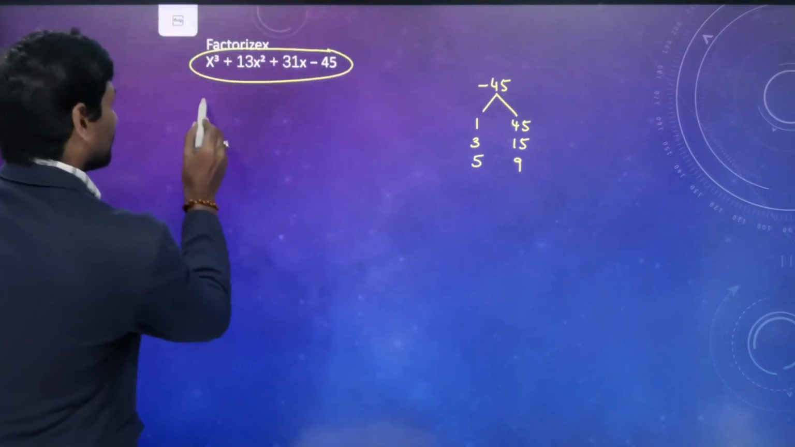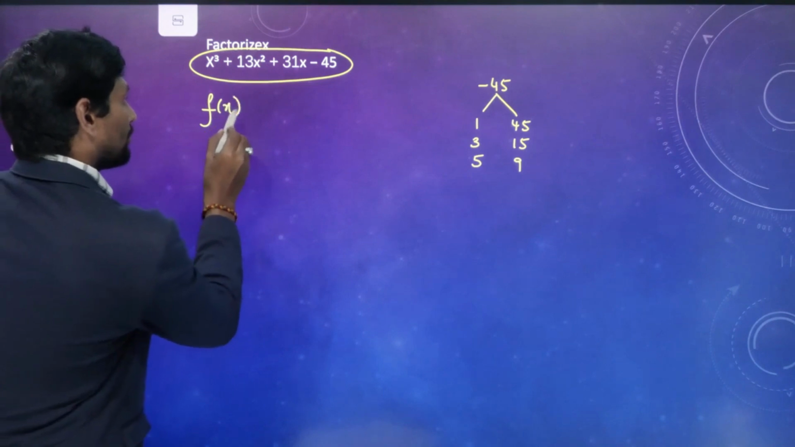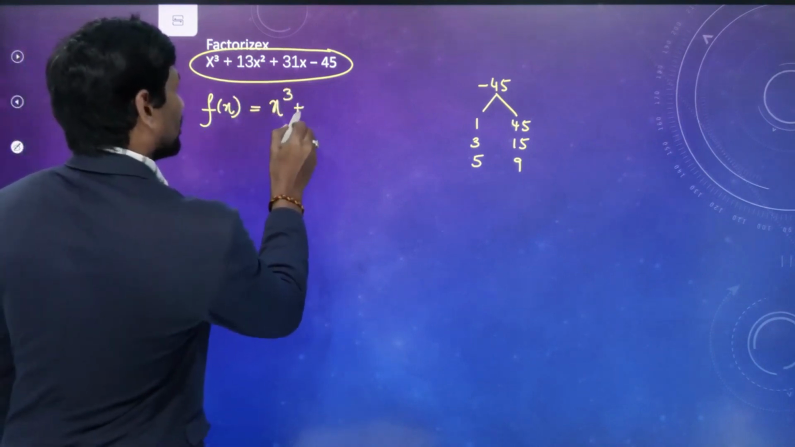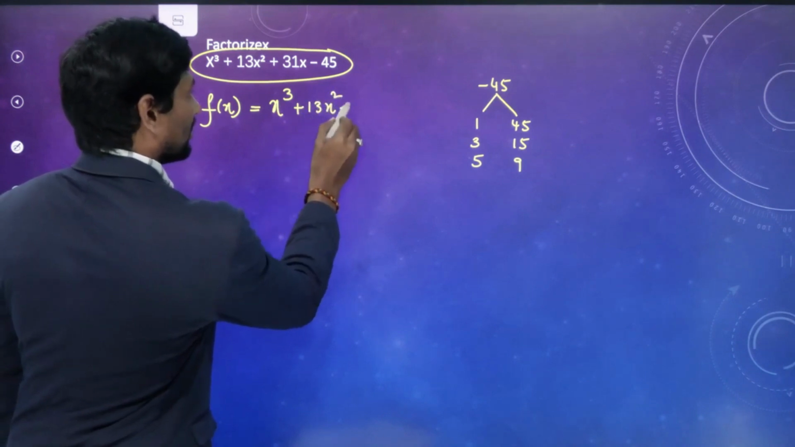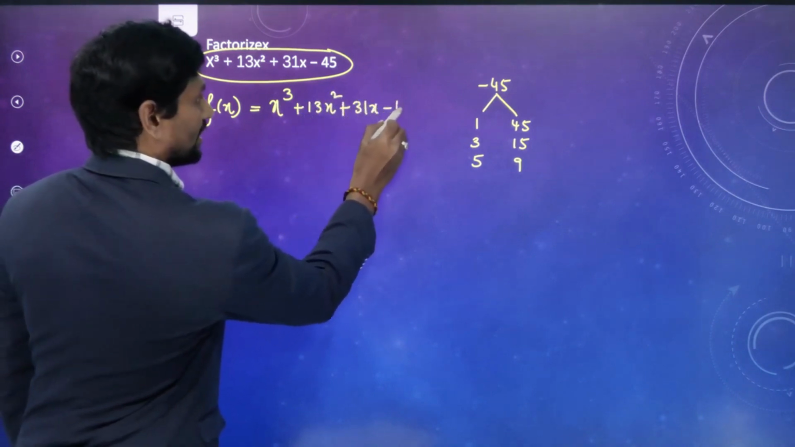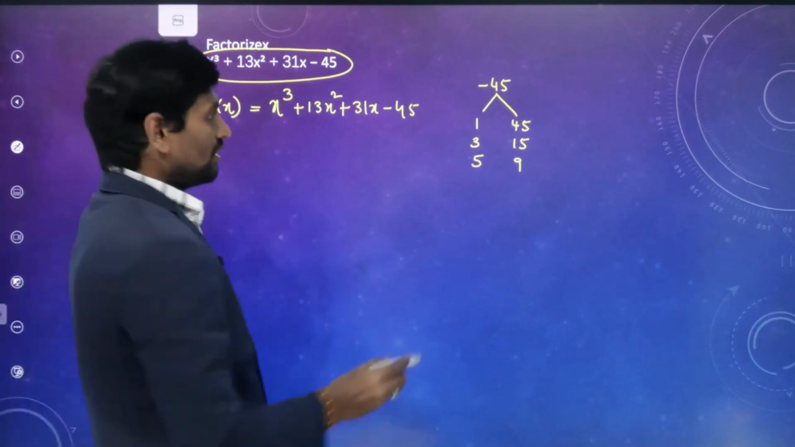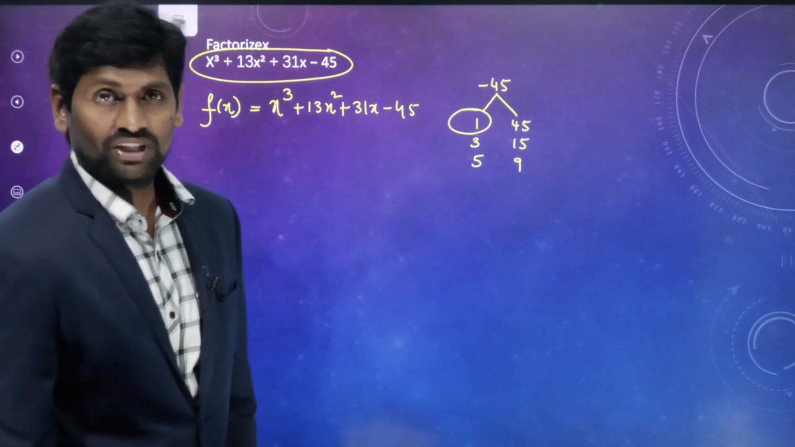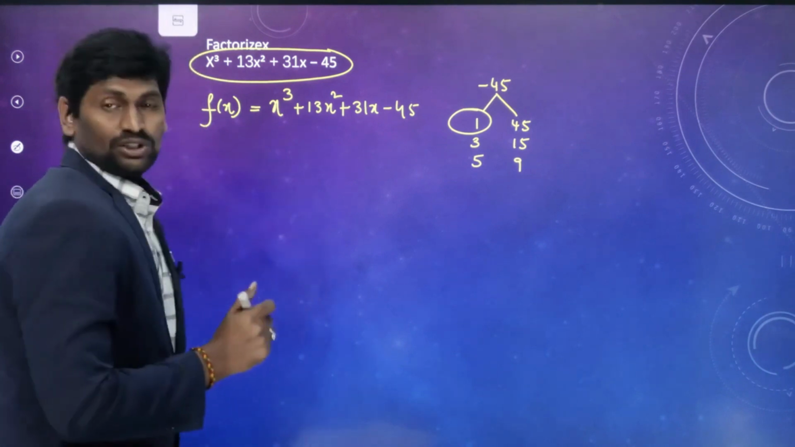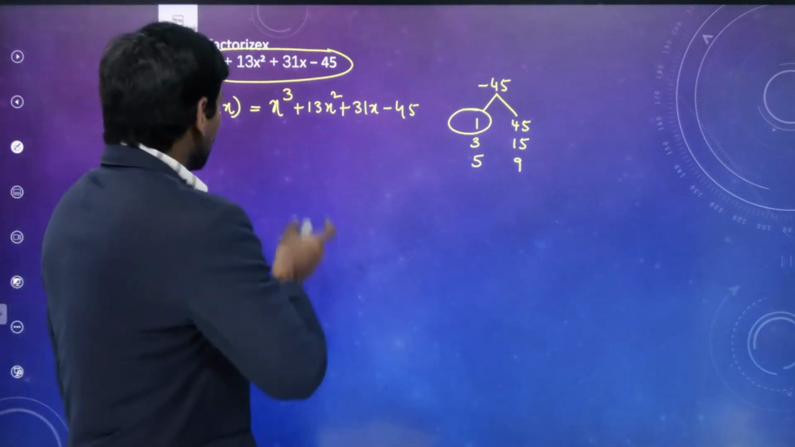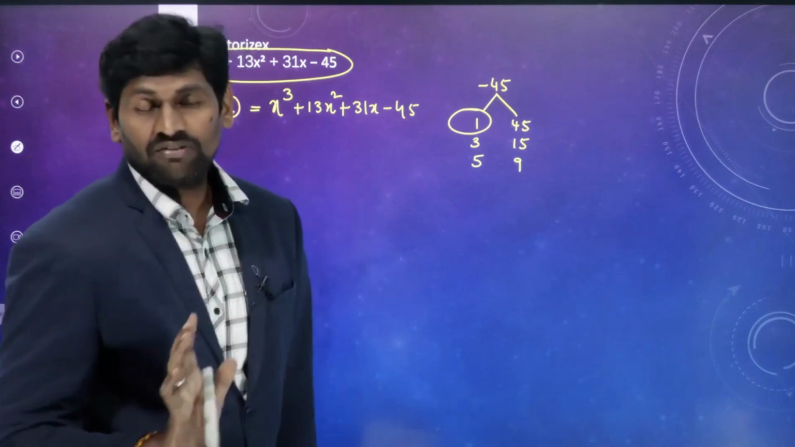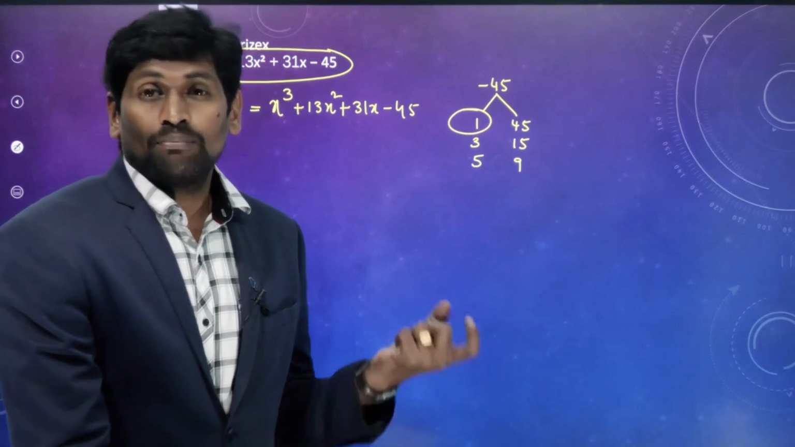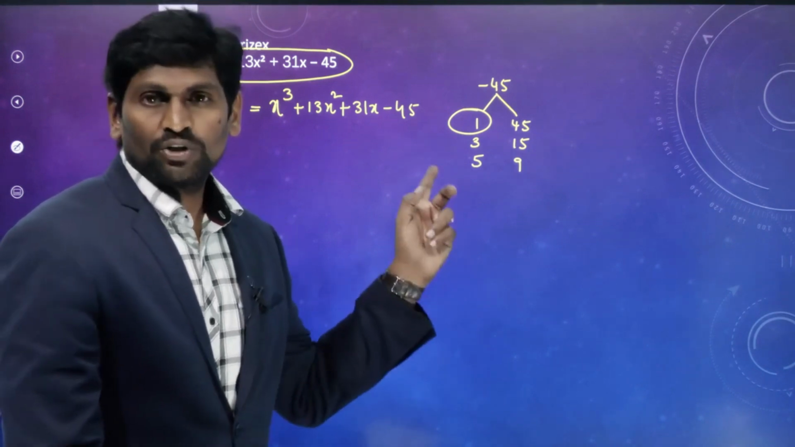Okay, let us see. Now I am taking this given cubic polynomial as f of x. So f of x is equal to x cube plus 13x square plus 31x minus 45. Now I am going to substitute 1 and minus 1 in the given polynomial. If the polynomial value, that means f of 1 or f of minus 1, becomes 0, then x minus 1 or x plus 1 becomes a factor of this polynomial respectively.